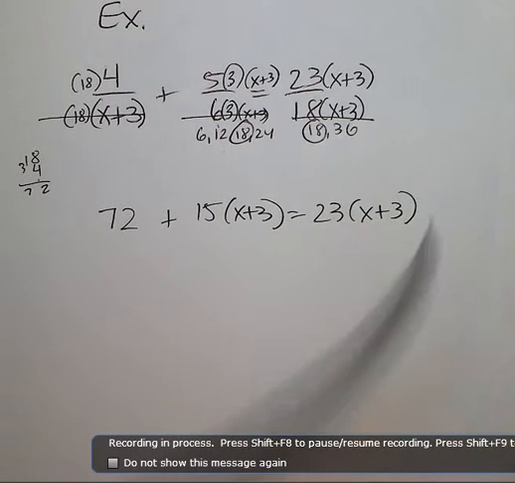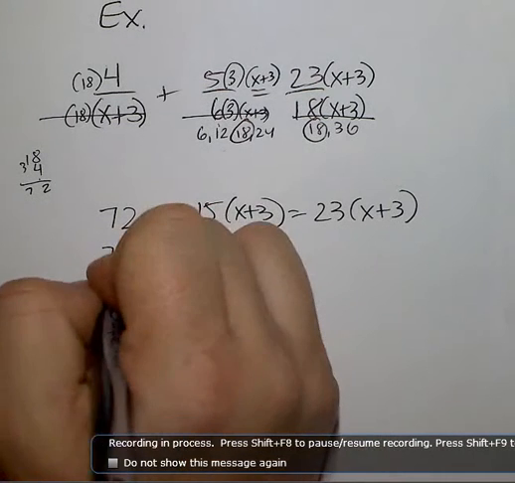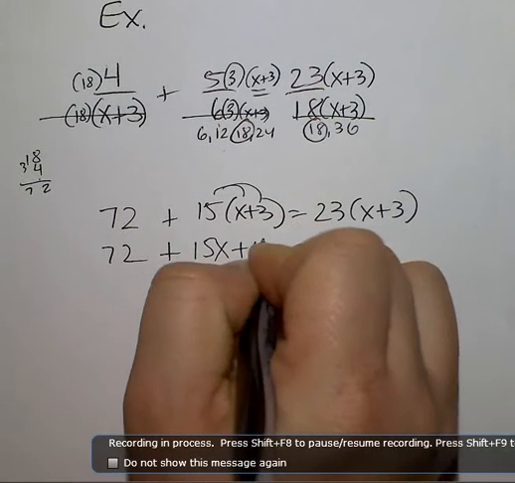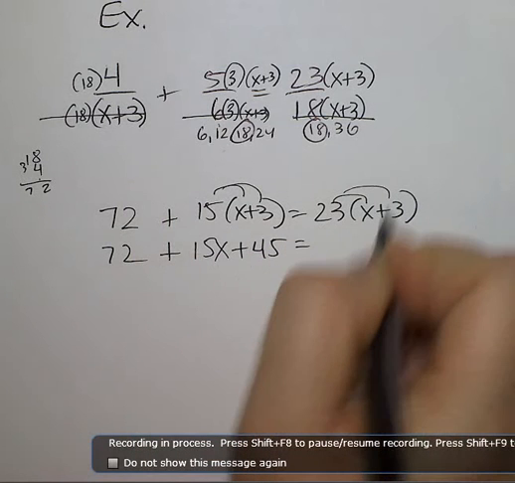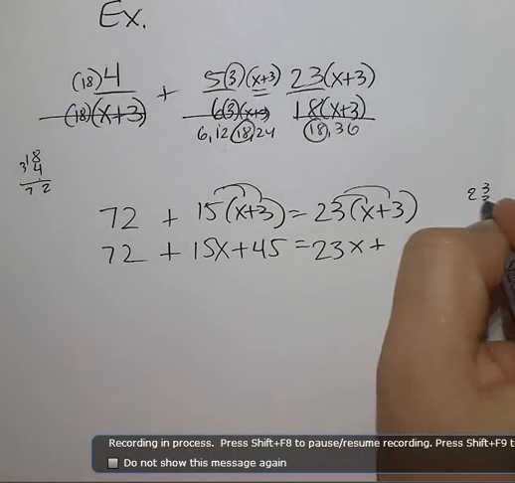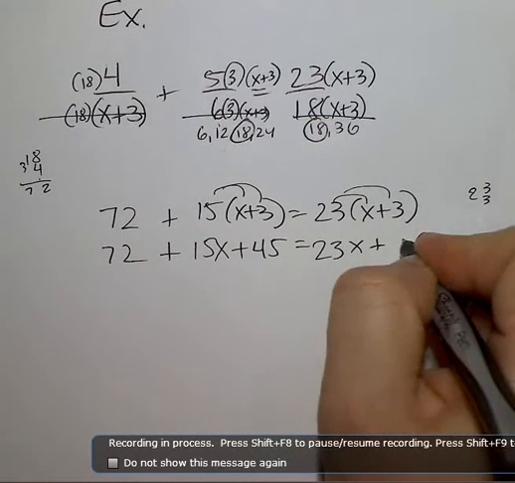And now we're going to solve a simple one variable equation. I'm going to distribute the 15: 15x plus 45. Distribute the 23: 23x plus, I'm going to come off the side and multiply, and it looks like 69.